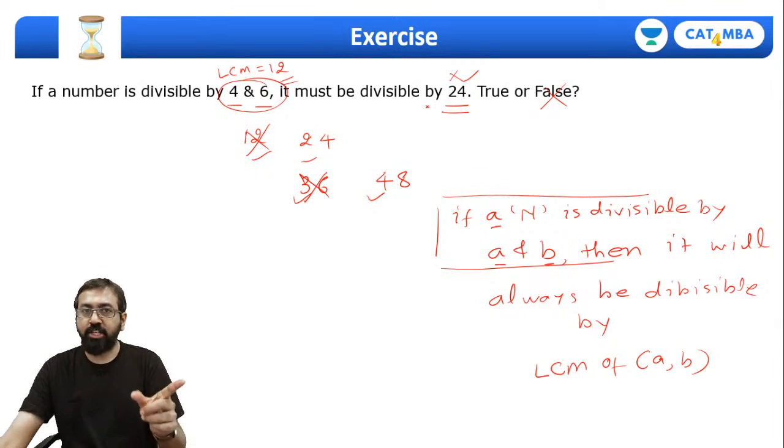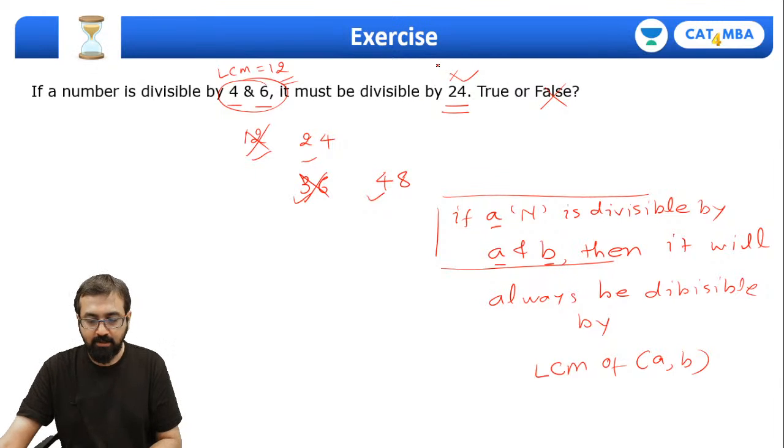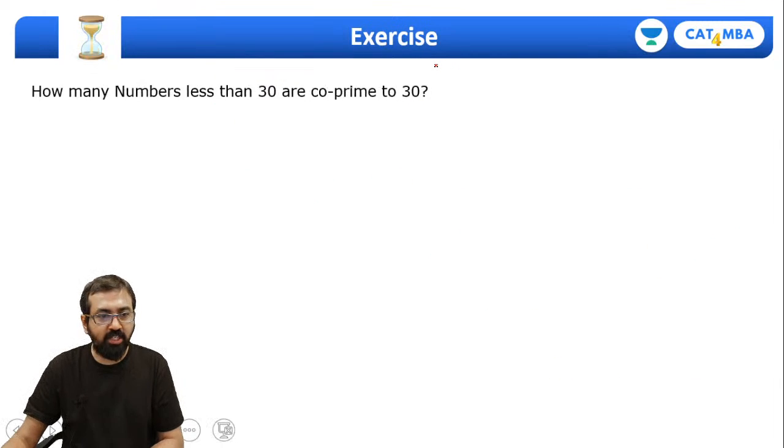Yep, guys. Have you noted down this point? Type yes in the chat box if you have written this point so that we can go to the next part. Great. Let's go to the next part.